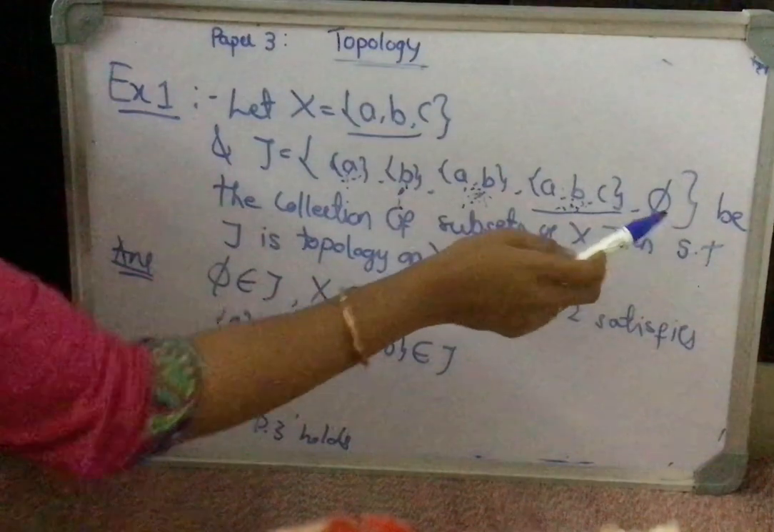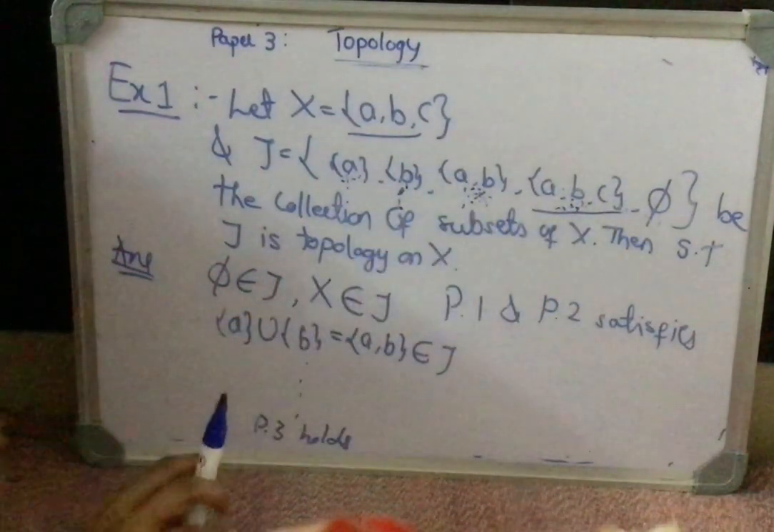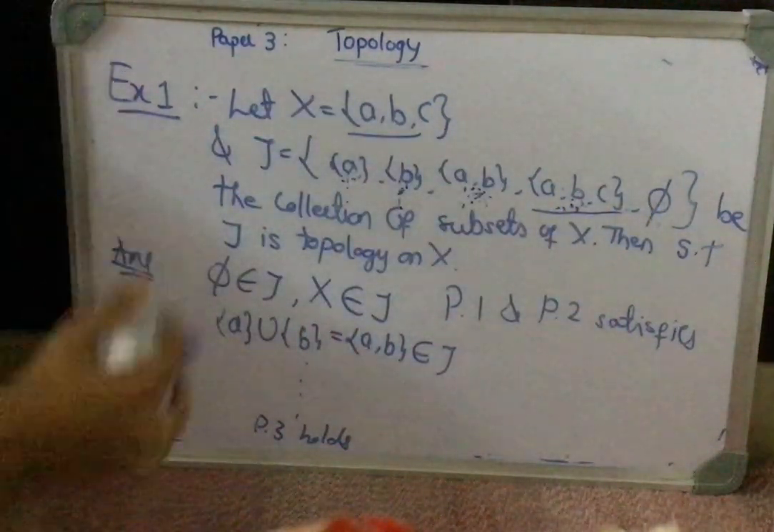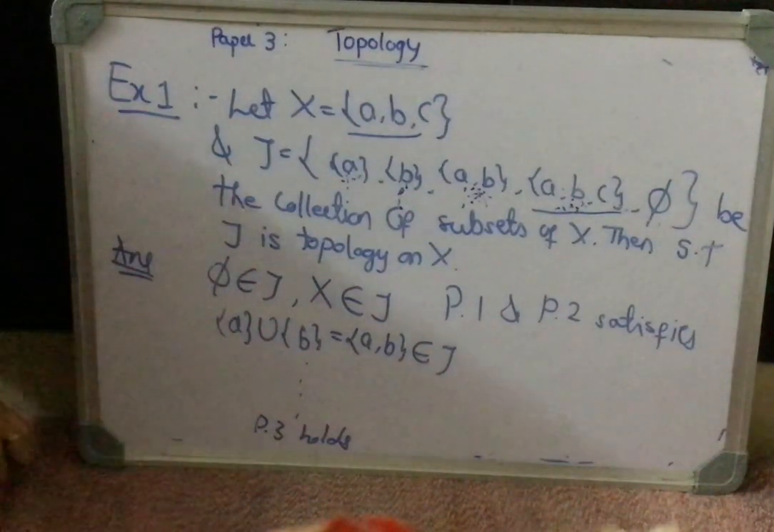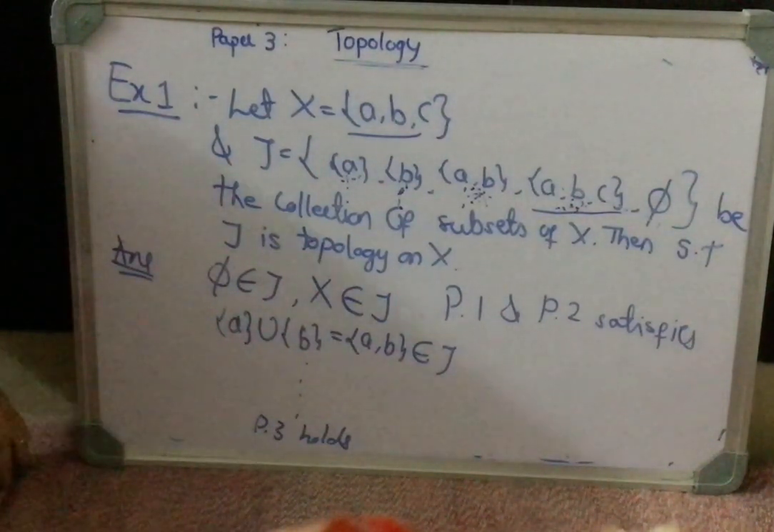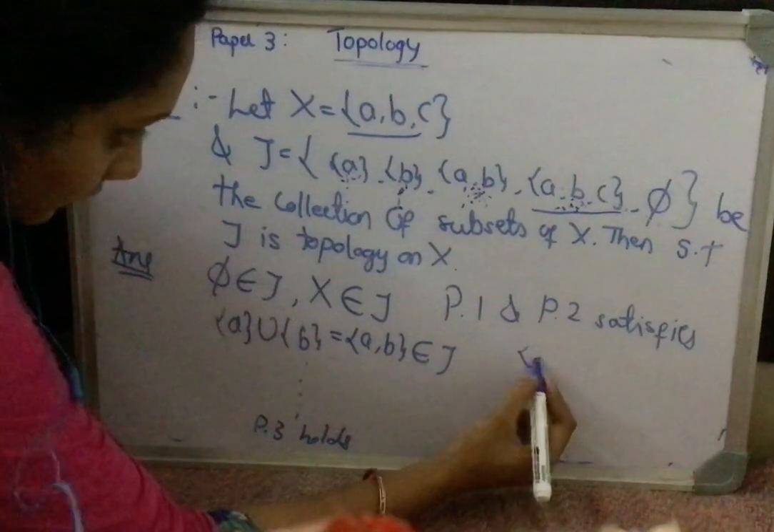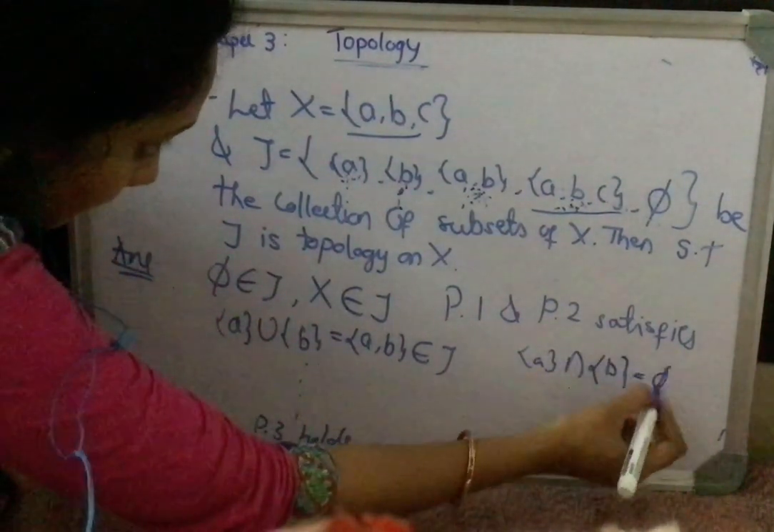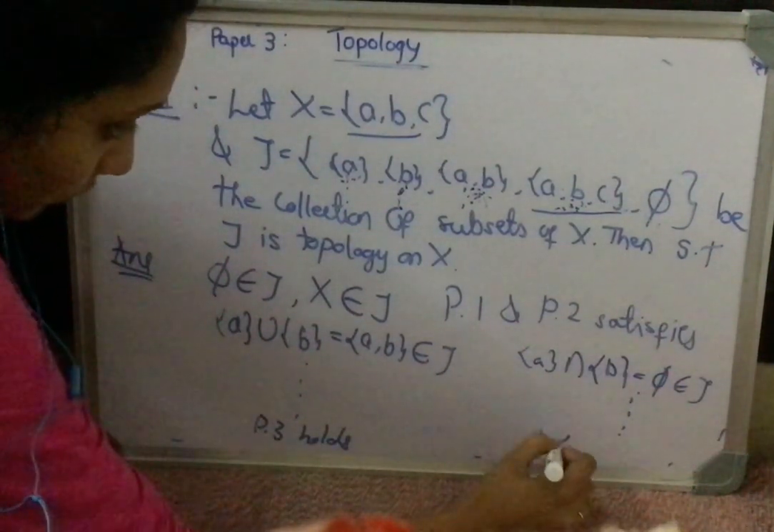AB intersection empty set is the empty set. ABC intersection AB is AB. ABC intersection empty set is the empty set. So all intersections, finite intersections of a family of members of tau, are again a member of tau. Therefore, I'll write only one: A intersection B is the empty set, which belongs to tau. Therefore, P4 holds.